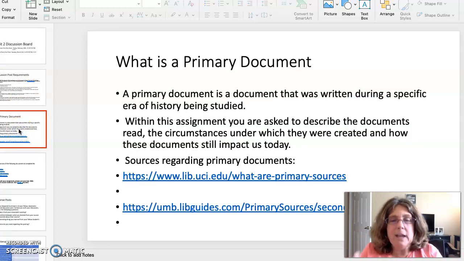You're probably thinking, okay, great, I have to analyze a primary document, but what is a primary document? A primary document is a document that was written during a specific era of history that you are studying. For example, the Declaration of Independence is a primary document from the American Revolution, okay? And the Gettysburg Address by President Abraham Lincoln is a primary document from the American Civil War, okay? I'm going to go over what the primary documents are for each of the sources. But anyway, if you are still hung up on what a primary document is, here are some great sites that give you incredible definitions of what a primary document is.